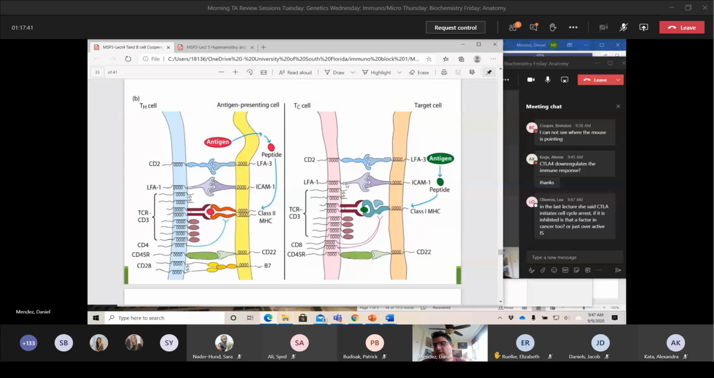It can relate to cancer as well. Answering Leah's question in the chat, I think you all can see the chat on my screen anyways. If your cancer cell, instead of presenting MHC class 1, presents CTLA-4, then it will not be destroyed. So cancer can use that as another way to evade the immune system. She's going to get into that later, I believe in lecture 6, the different ways that cancer can evade the immune system. One of them is by internalizing class 1 MHC or initiating that cell cycle arrest, so initiating that CTLA-4 co-stimulation.